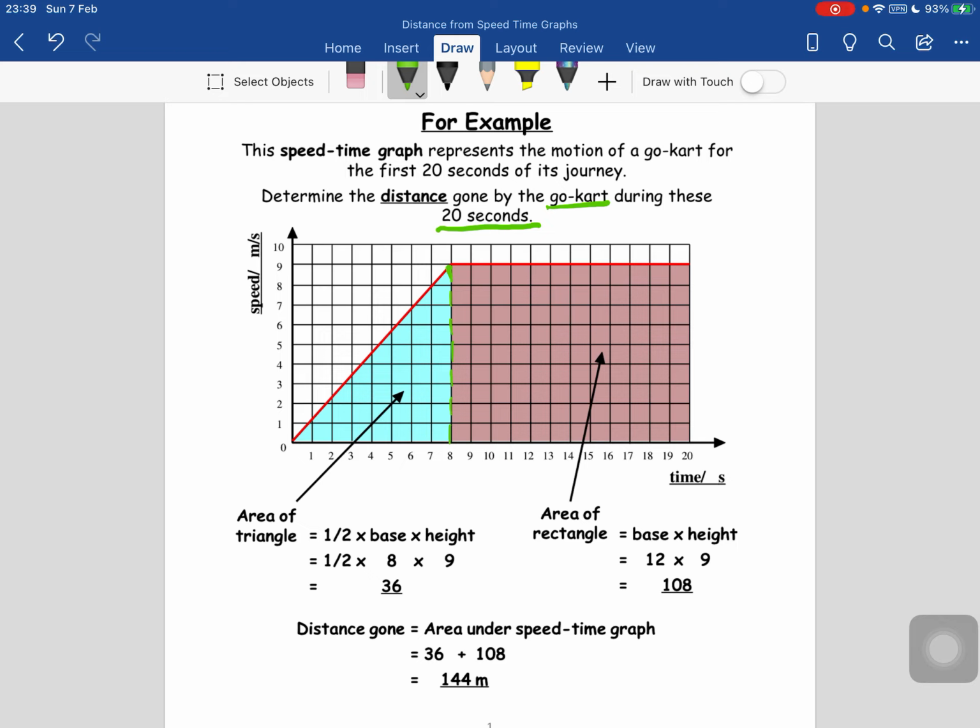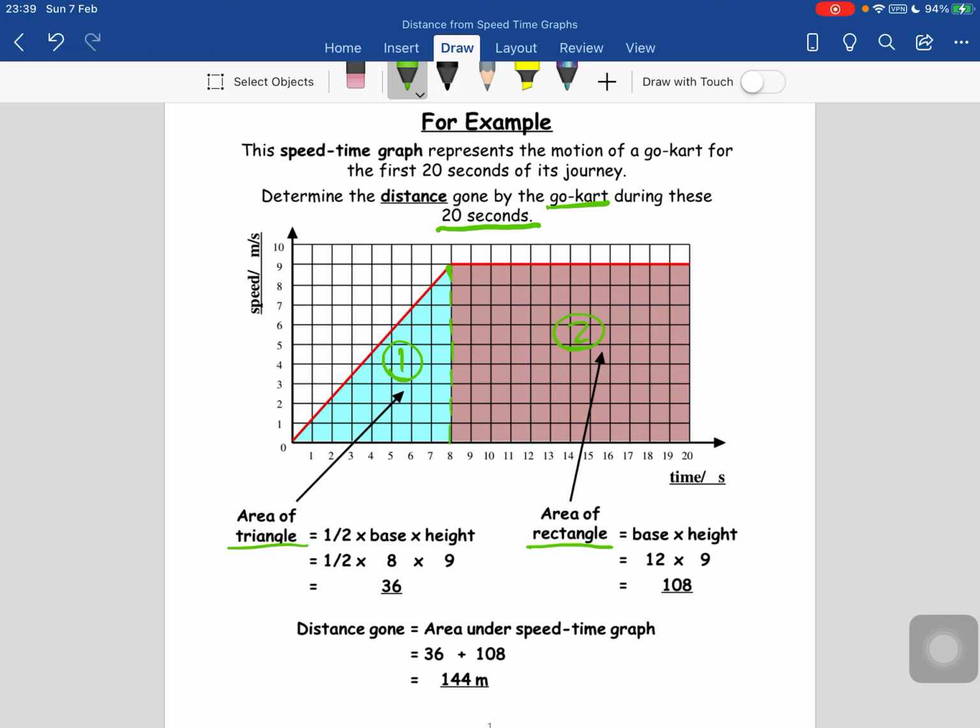So what we've got is area 1, and area 1 is the triangle. And then we've got this second area here on the right, which is a rectangle. Now the examples that I showed you earlier, the first was a rectangle, and you found the area of the rectangle, and that gave you the distance. The second example was for the ambulance accelerating, and it gave you a triangle underneath the line on the graph. So you worked out the area of the triangle.